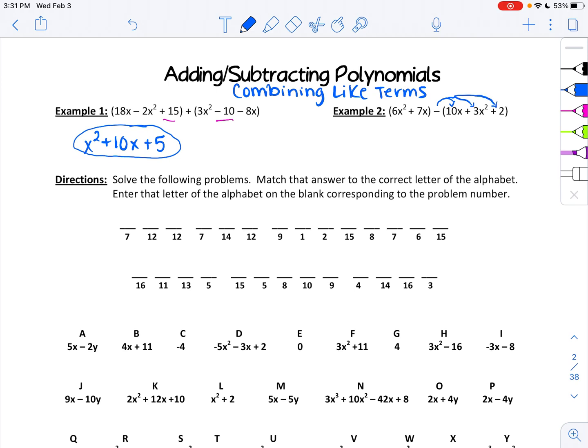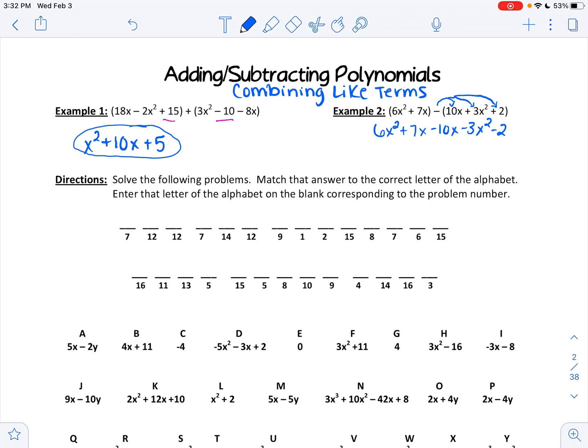So my first set of parentheses is going to stay the same. 6x squared plus 7x. And actually we don't even really need the parentheses. And then when I distribute that negative, it's like saying negative 1 times 10x, so that's negative 10x. Negative 1 times 3x squared is negative 3x squared. And then negative 1 times 2 is negative 2.